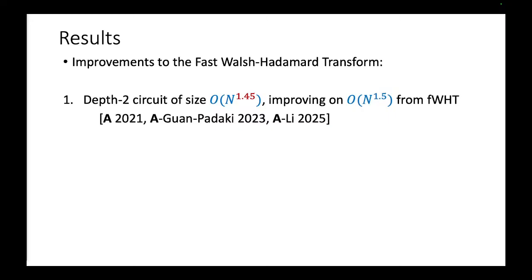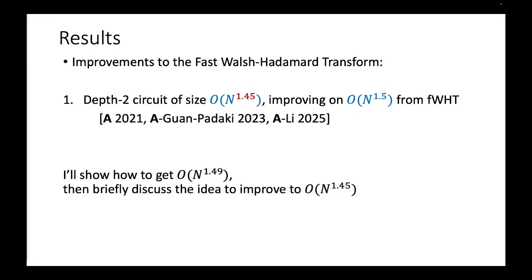So I'll start with the new depth 2 circuit, where my goal is to factor the Walsh-Hadamard transform as the product of just 2 sparse matrices. In our papers, we get down to an exponent of 1.45. In this talk, I'm mostly just going to tell you how to get to 1.49, which will be a bit simpler, but I'll tell you at the end some recent ideas that got the exponent down a little bit.